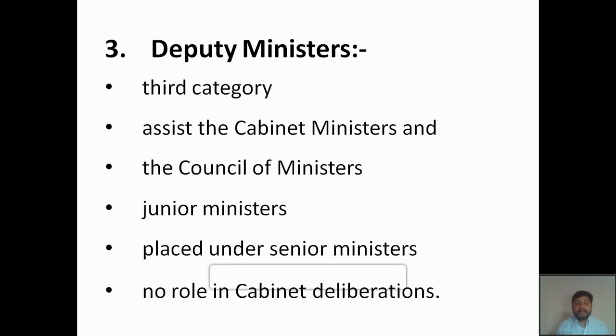So dear students, these are the different categories of ministers. First one, cabinet ministers. Second one, ministers of state. And third one, deputy ministers. These different categories have their own different responsibilities and duties, and on this basis the entire administrative structure of the central government is functioning. So I hope you have got a clear idea about the different categories of ministers.